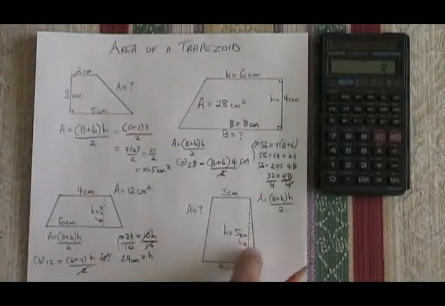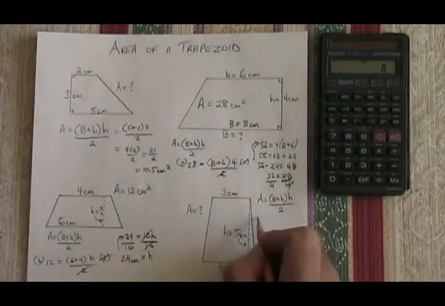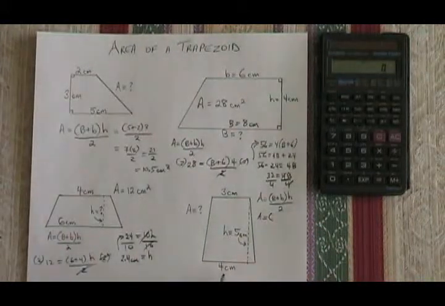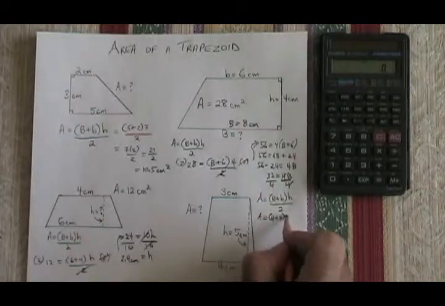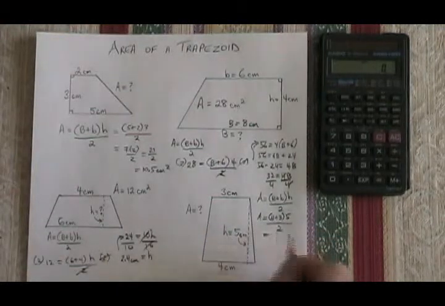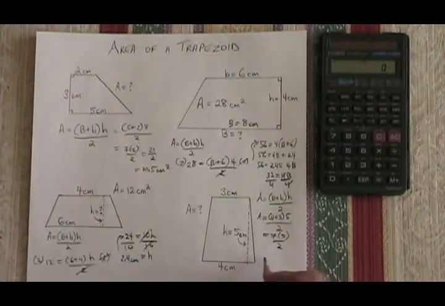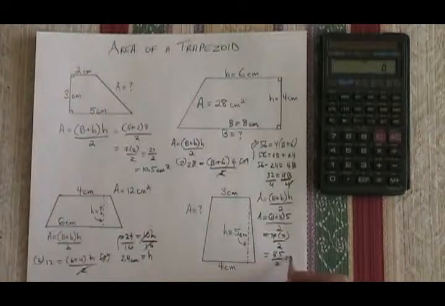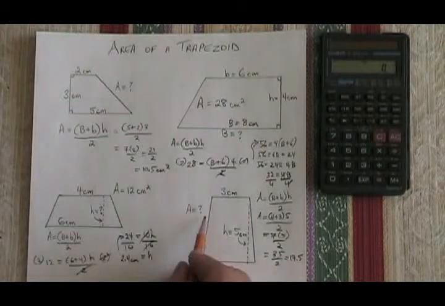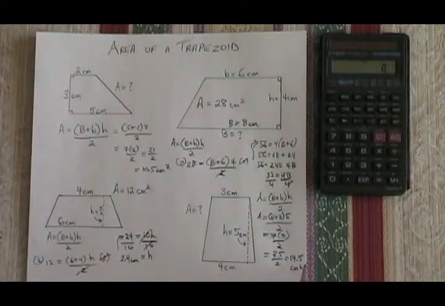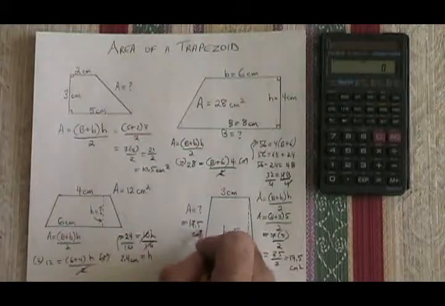In this last example, I'm being asked for the area again. Here's the area formula. I'm going to fill it in. A is equal to, big B plus little b is 4 plus 3, times h, which is 5, over 2. 4 plus 3 is 7, times 5 over 2, which is 35 over 2, which is 17.5. The unit of measure, again, is going to be centimeters squared because this is an area. I'm writing it here. The area is equal to 17.5 centimeters squared.